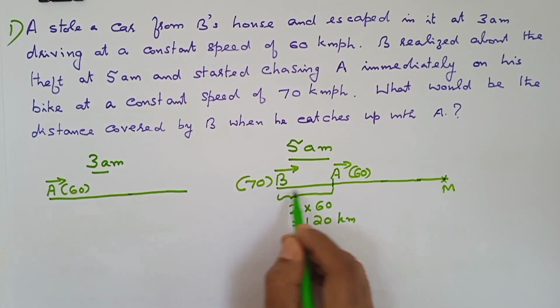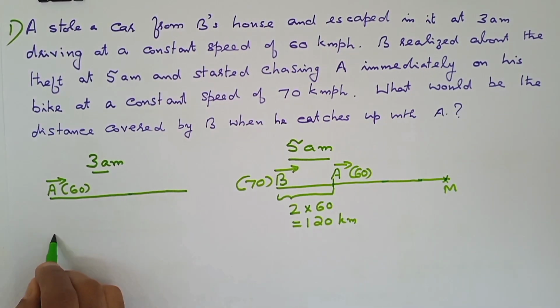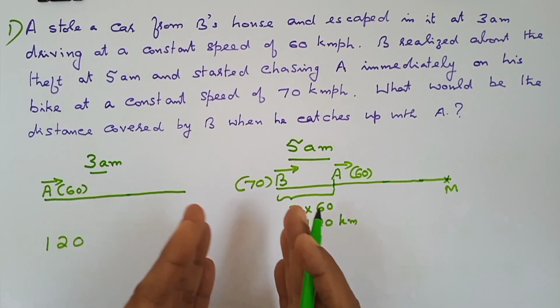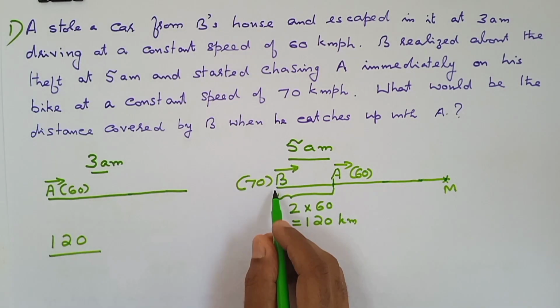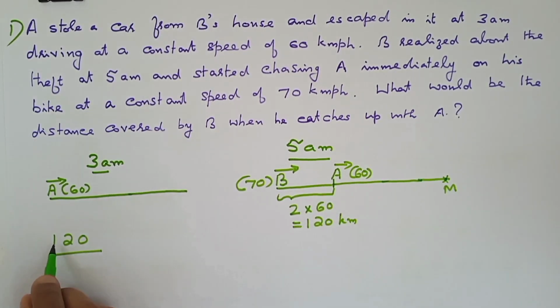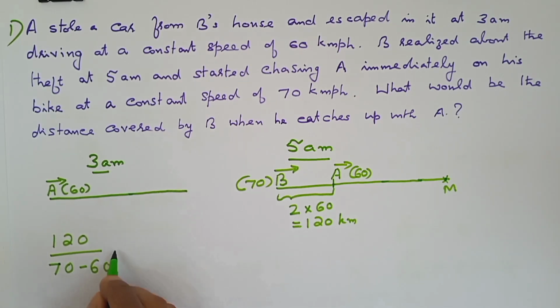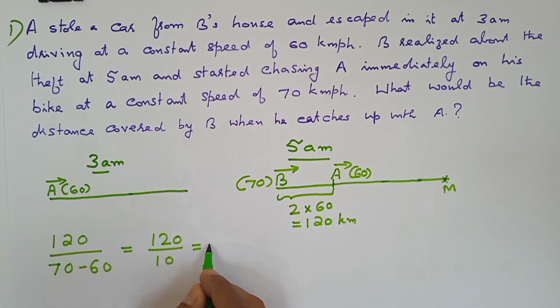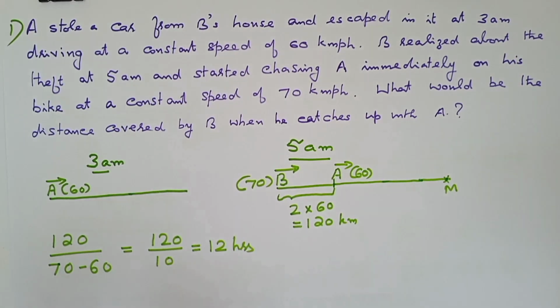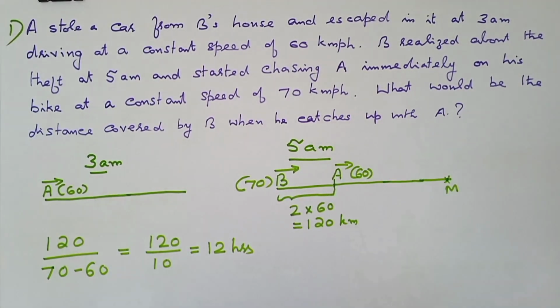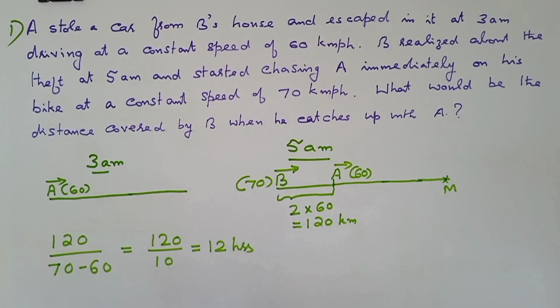Now look at the distance between A and B, which is 120 km when the chase starts. The time after which B will catch up with A is given by the total distance they were apart initially divided by the relative speed of B and A, which is the speed of B minus the speed of A. That will be 120 by 10, which is equal to 12 hours. So what does that mean? B will catch up with A after 12 hours.